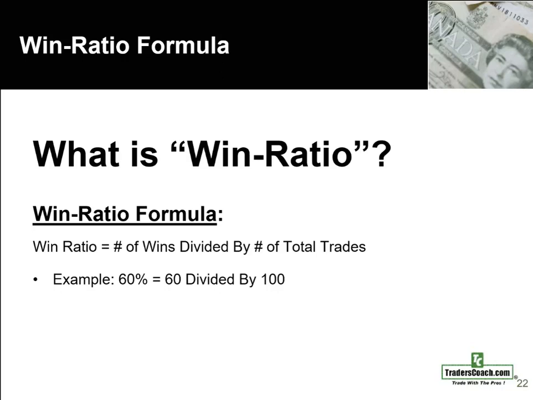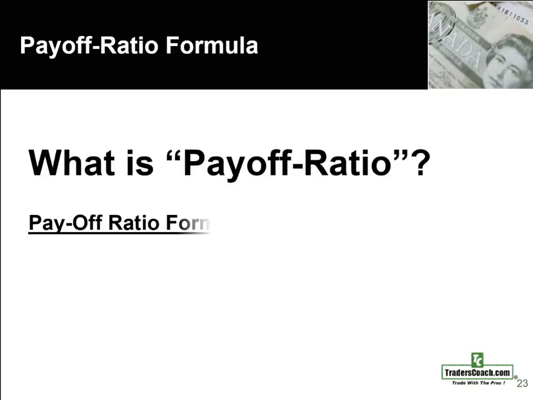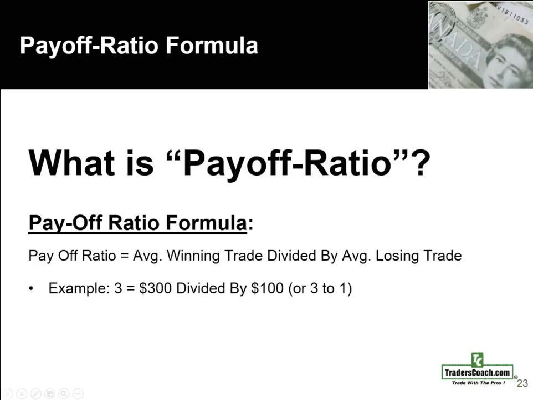So that's the next thing we want to look at, the payoff ratio. This is a ratio, not a percentage. For example, it's your average winning trade divided by your average losing trade. So if you were winning $300 on average, but losing $100 on average, then that's pretty good, and your payoff ratio is 3 to 1. Does everybody understand that? Okay, good. That's pretty basic.